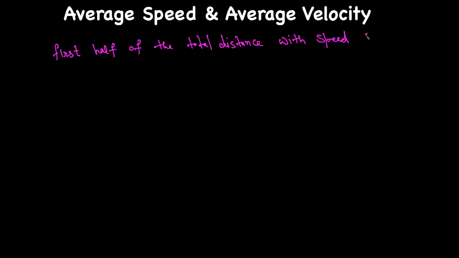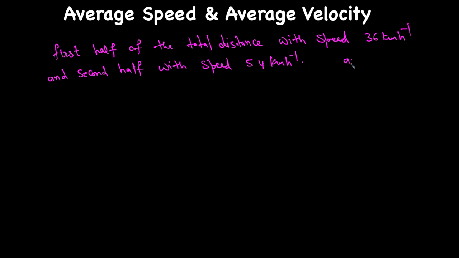Let's say a car travels the first half of the total distance with speed 36 kilometers per hour, and the second half with speed 54 kilometers per hour. They ask us to find the average speed.